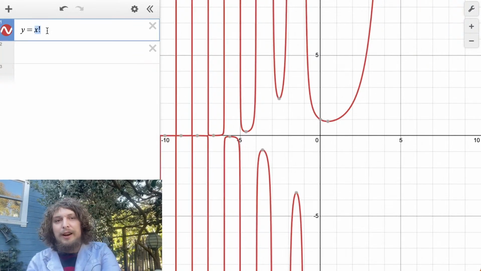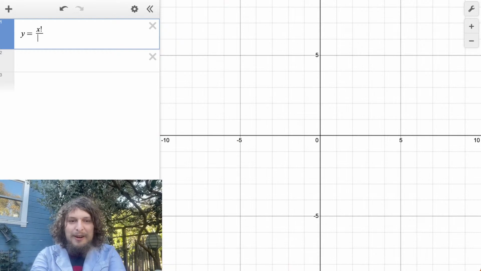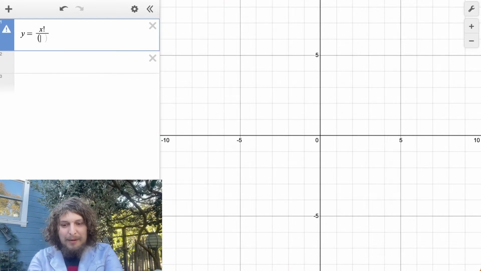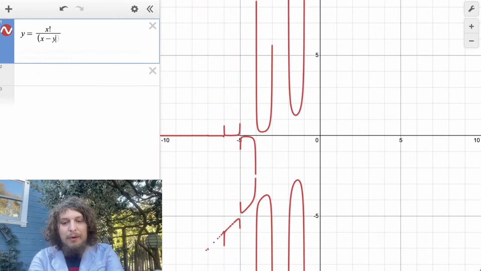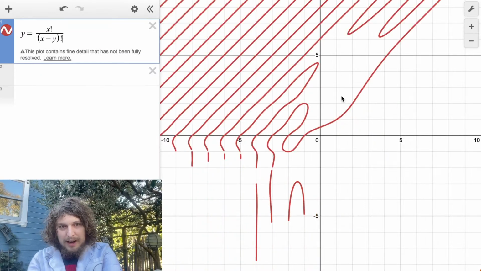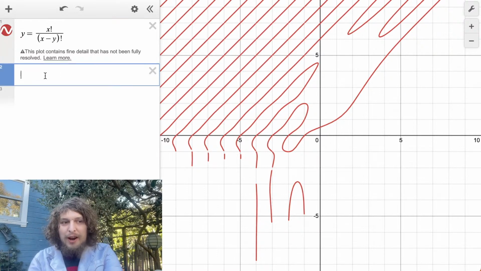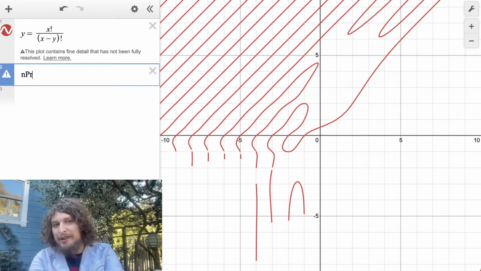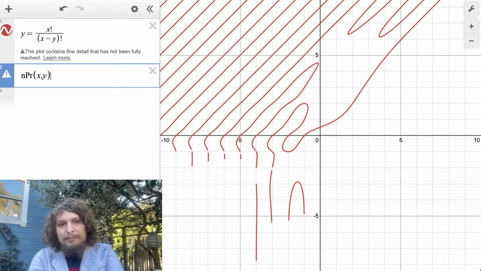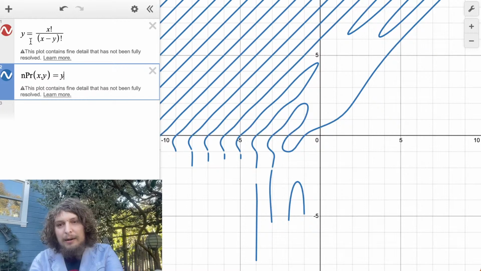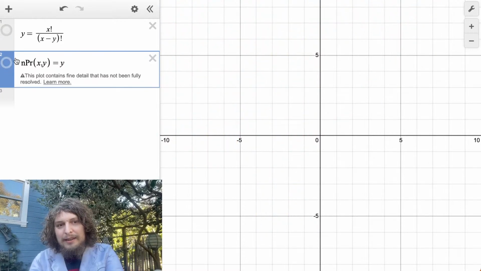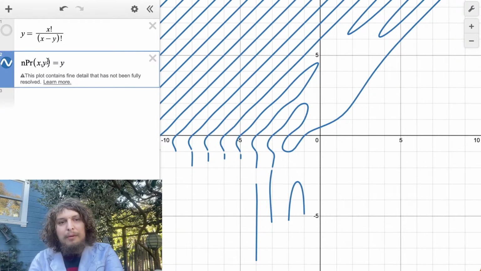For example, let's say I were to graph y equals x factorial divided by, in the denominator, x minus y factorial. I get this. Now, let's say I were to graph this thing called NPR, not like the radio station, but basically the permutations of n and r. And let's say I make it x and y, and let's say equals y, like that one. Same thing. You see, there's the red, there's the blue. So it turns out we have this different way of comparing two things that sort of makes this stacked factorial thing.